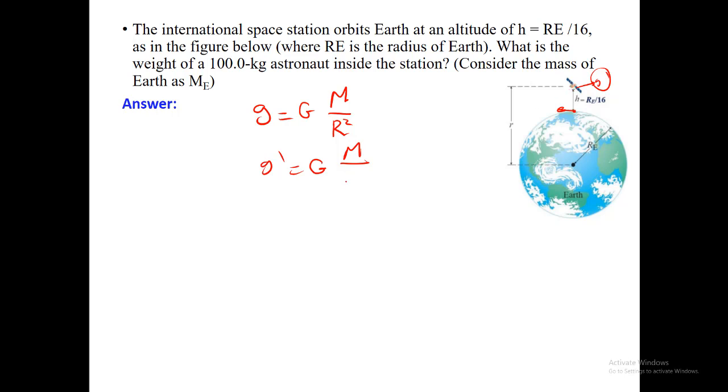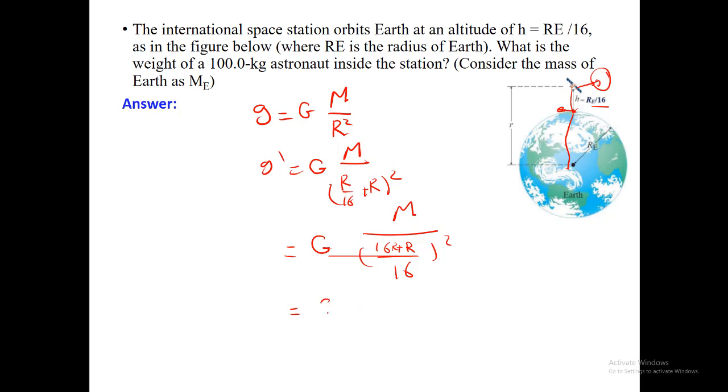How much will it be, guys? It will be r over 16 plus r, the whole squared. Why? From here to here we have this distance, which is r over 16 plus r, the whole squared. We have to be careful because most of the mistakes come from here. Okay? So it equals G m over r over 16 plus r, the whole squared. Taking the common denominator, guys, it will be 16. So we have here 16 plus 1, 16r, plus r over 16.